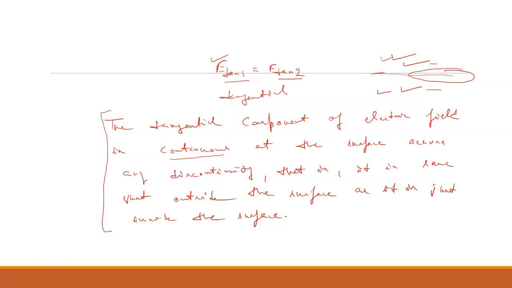Now what is the meaning of tangential component? Tangent to a circle is the line touching the outer point of the circle. Here the tangent will be this, here this, here this, for the circle. Otherwise, tangential means the parallel components. So let us discuss in detail.